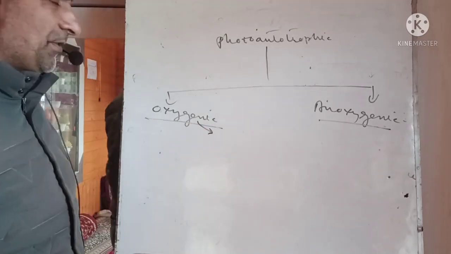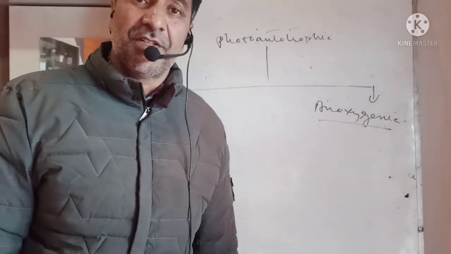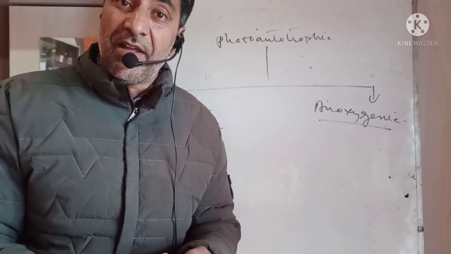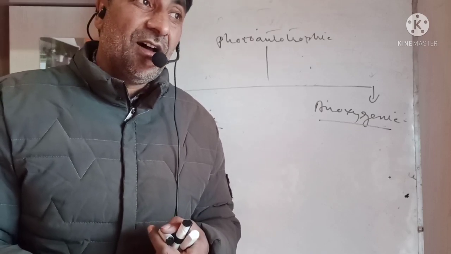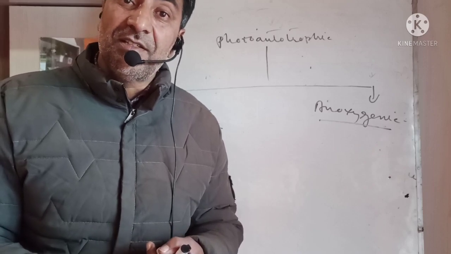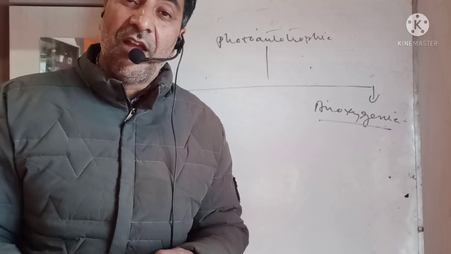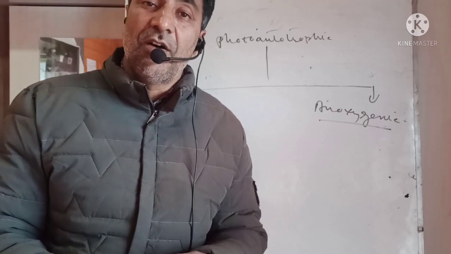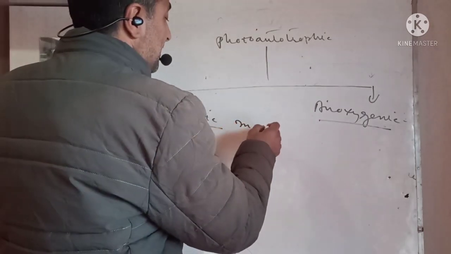Now, what is oxygenic photosynthesis, and what is oxygenic photoautotrophic nutrition? It is the type of nutrition in which organisms prepare their own food from raw materials like carbon dioxide and water. Here raw materials are carbon dioxide and water, and during this process, oxygen is released. That is why this type of nutrition is called oxygenic photoautotrophic nutrition, or oxygenic photosynthesis.